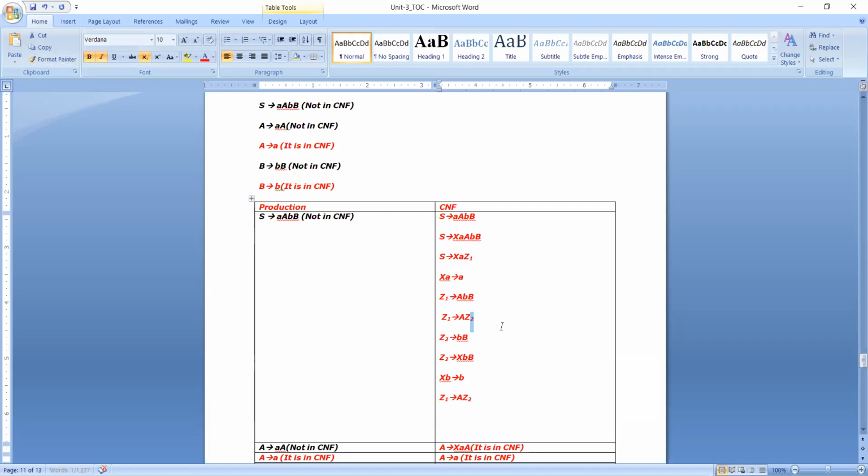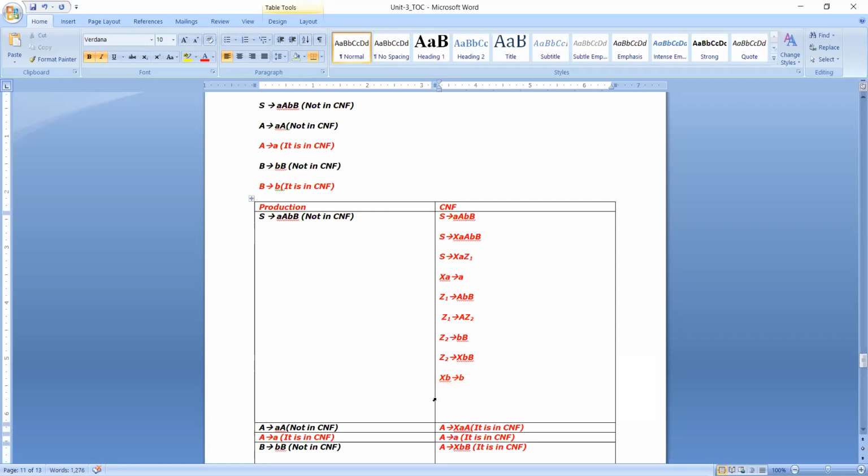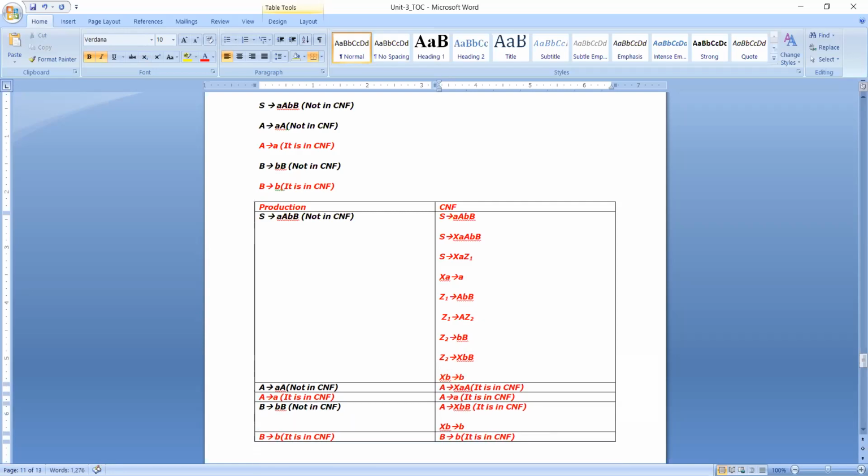Now please observe, Z1 derives to A Z2, where Z2 is small b capital B. And as Z2 productions have a terminal followed by a variable, which does not follow the CNF rule, we are going to introduce a new variable xb for small b. Again, we are going to take this xb like this. So finally, we have written our Z1 production as Z1 derives to A Z2.